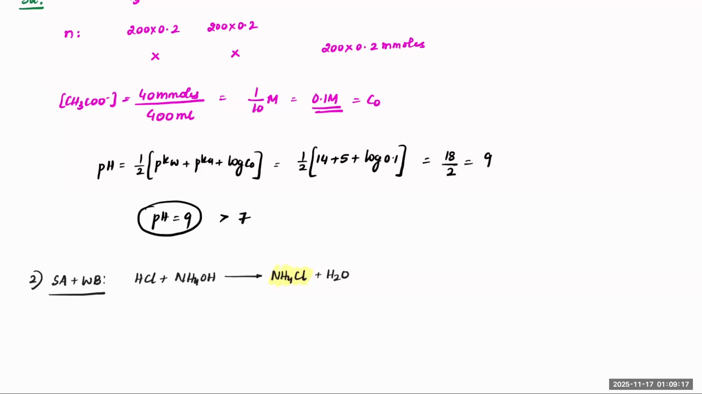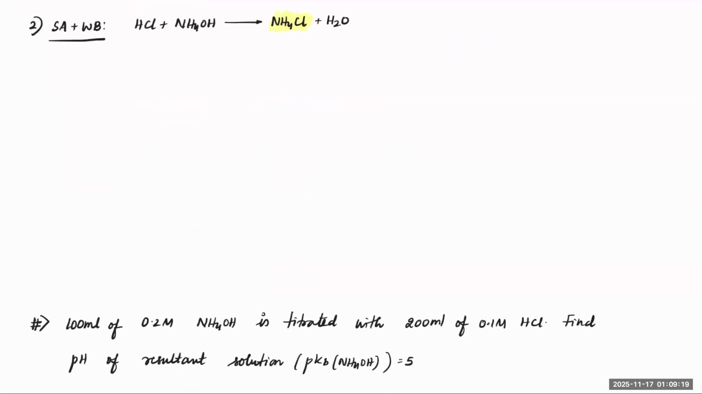Correct. Now is the second case which we will discuss. See, the second case is about HCl, which is a strong acid, reacting with a weak base, and NH4Cl formation and water formation. This is what you will notice.